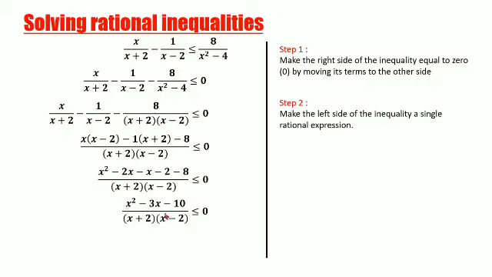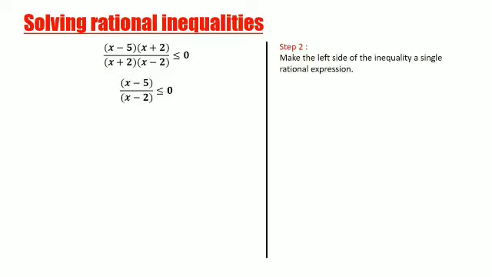Now, as you can see, this quadratic expression here can be factored. So we have x minus 5 times x plus 2 all over x plus 2 times x minus 2 is less than or equal to 0. Now, as you can see, x plus 2 here and x plus 2 there can be eliminated, leaving only x minus 5 over x minus 2 is less than or equal to 0. Now we already have a single rational expression on the left side.